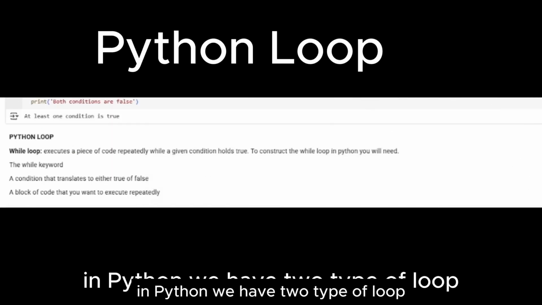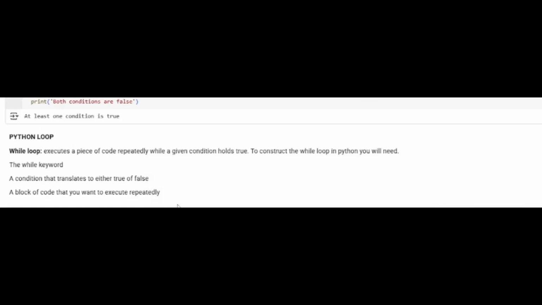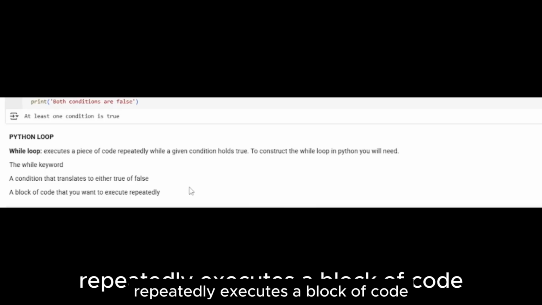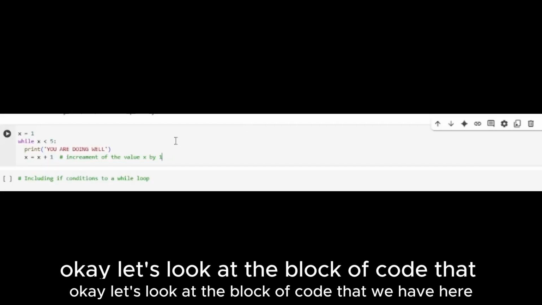In Python, we have two types of loop, the while loop and the for loop. A while loop in Python repeatedly executes a block of code as long as a specified condition remains true. Okay, let's look at the block of code that we have here.